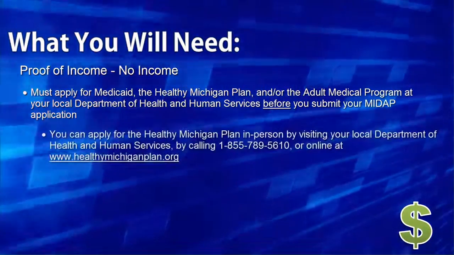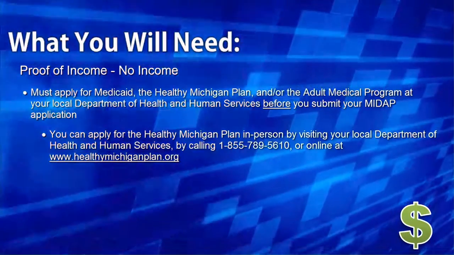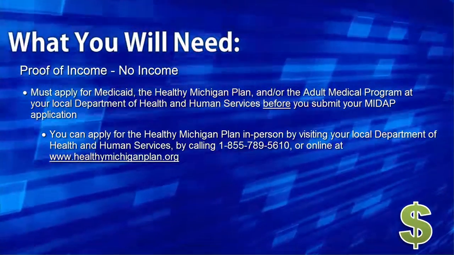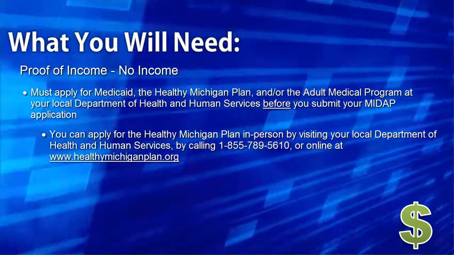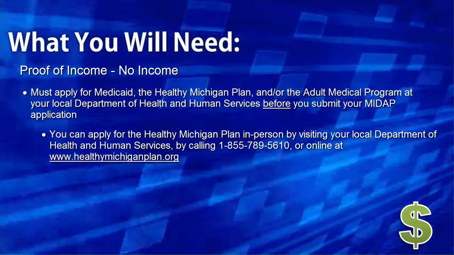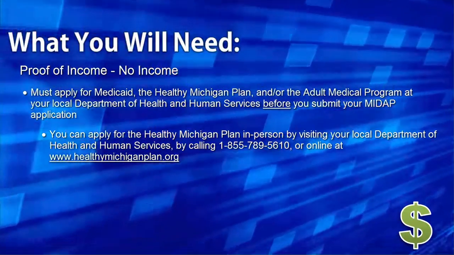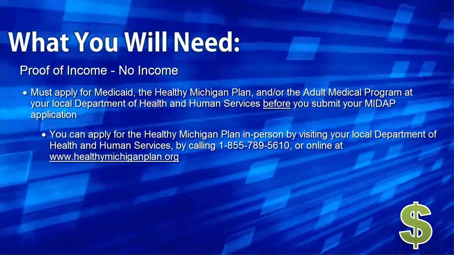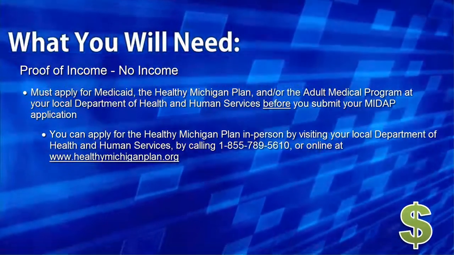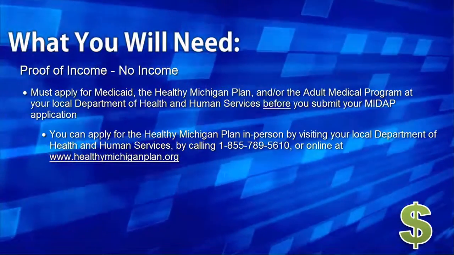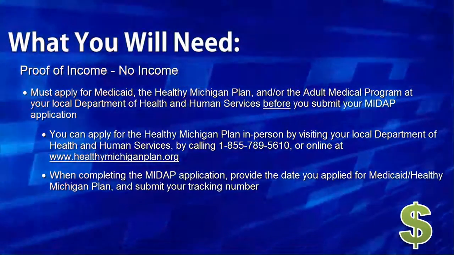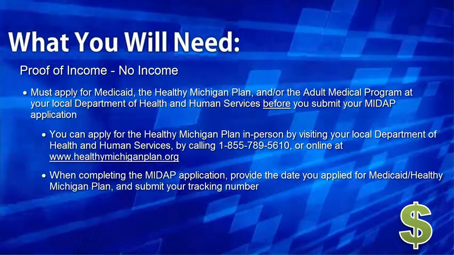To apply for the Healthy Michigan Plan, you can apply in person by visiting your local Department of Health and Human Services or by calling 1-855-789-5610, or you can apply online at www.healthymichiganplan.org. When you apply for Medicaid or the Healthy Michigan Plan, you will need to provide the date you applied on the MiDAP application and submit your tracking number with the application.